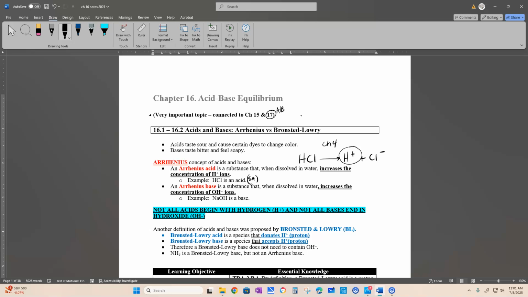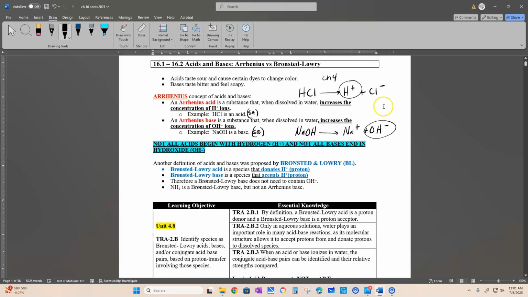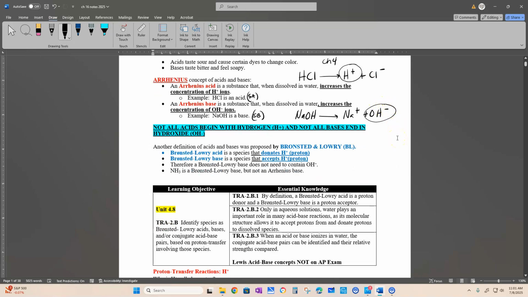For a base, he said when you dissolve it in water, like sodium hydroxide, which is a strong base, it will produce hydroxide. It doesn't seem like too hard of a definition. In one case, the concentration of hydrogen is increasing, and for a base, the OH- is increasing. Well, not every acid or base starts with H or ends in hydroxide. As we go through this chapter, you're going to notice some other bases that don't end in OH.